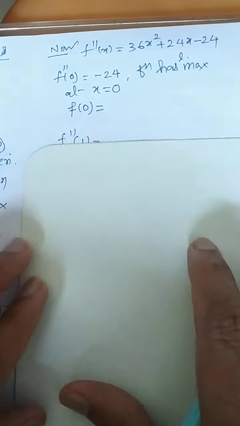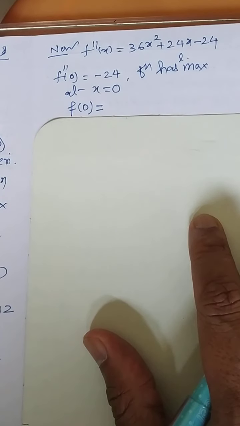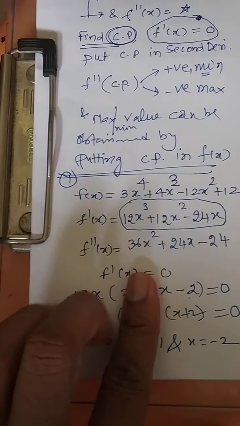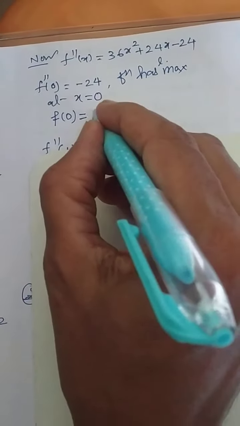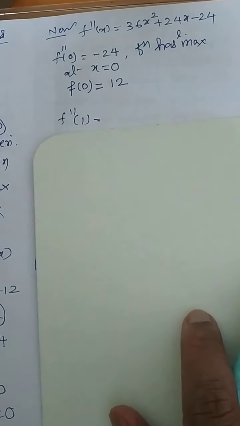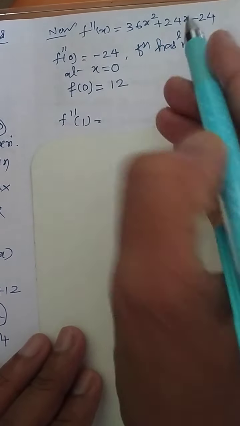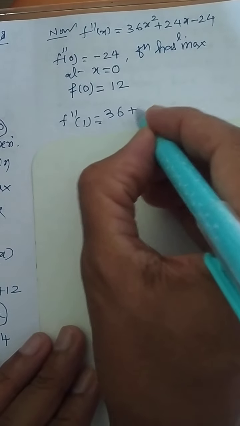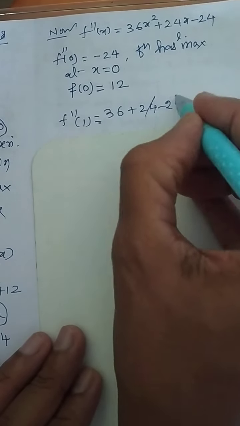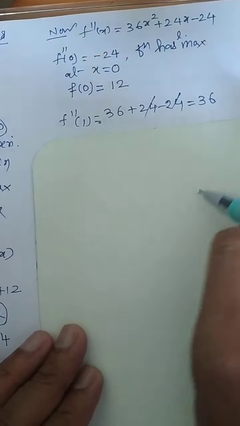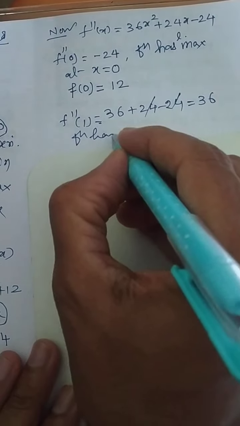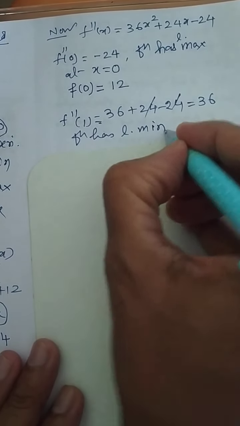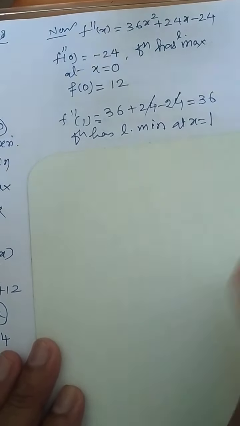f of 0 is nothing but the main function. Look at the main function. This is the main function. If in this main function you replace x is equal to 0, you will get your answer as 12. So f of 0 will be nothing but 12. Now second, f double dash of 1 I am putting here. So it will be 36 plus 24 minus 24. It will get cancelled. You are getting 36. Being 36 positive, I should say function has local minima at x is equal to 1.